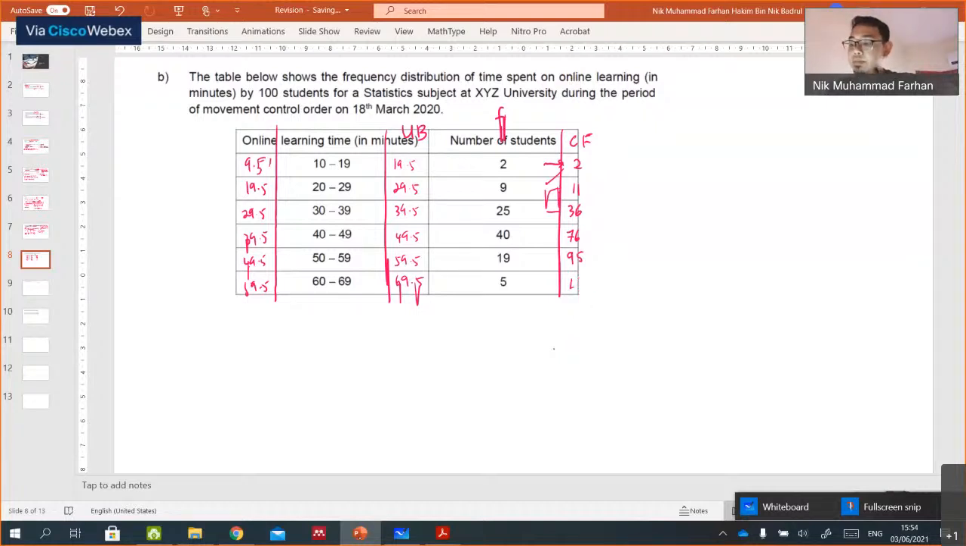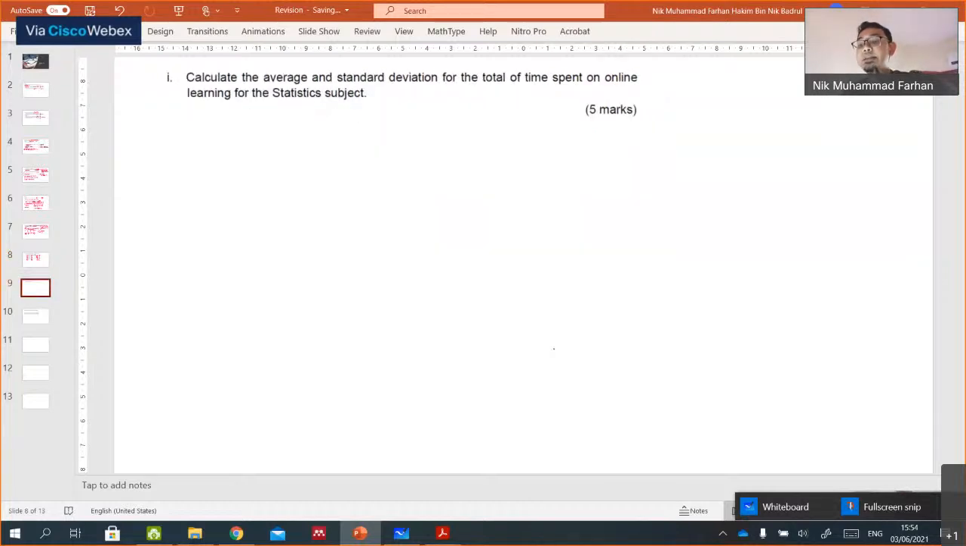Class size: you take the upper boundary minus the lower boundary. 19.5 minus 9.5 is 10. Actually it's 10, so all of them are 10. Something like this. So this is your data, and you have to build this table.